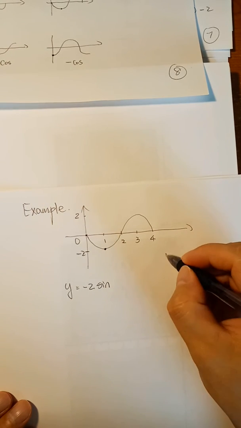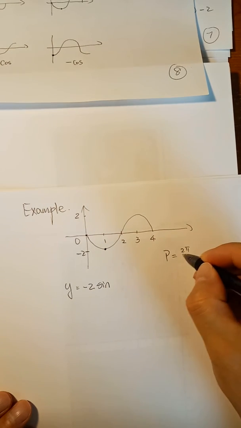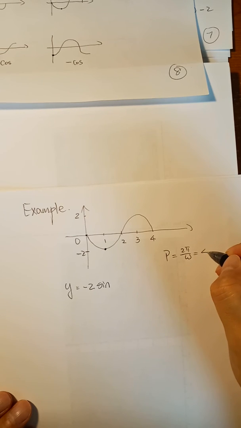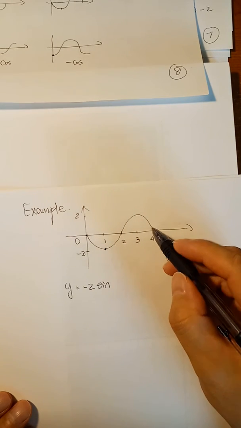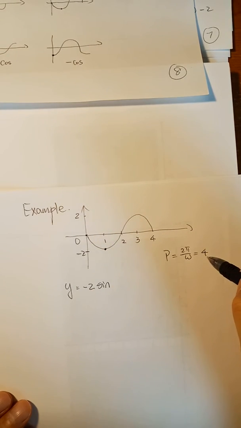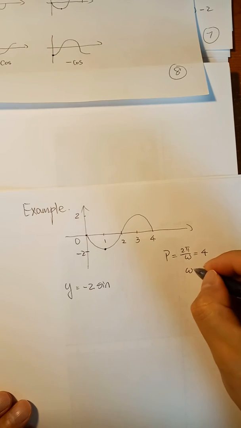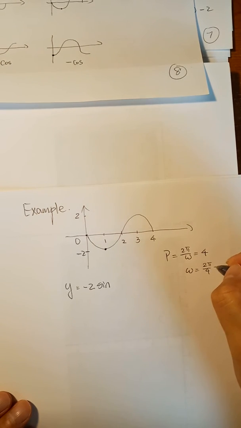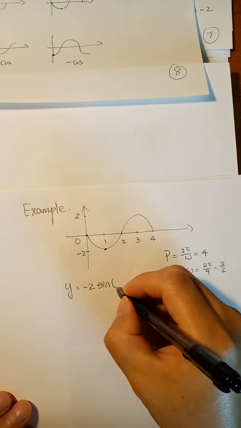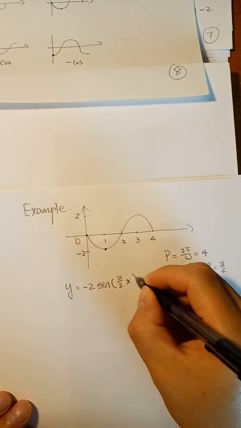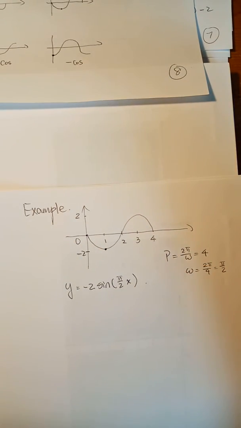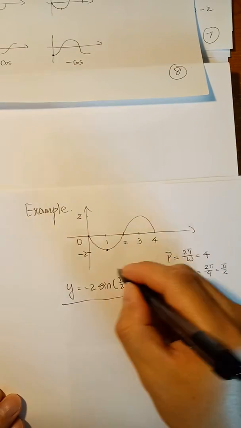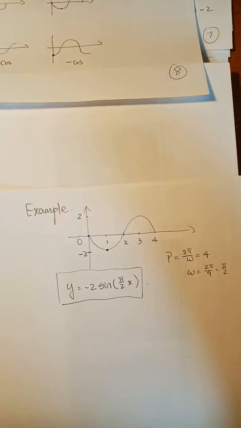And the period is 2 pi over omega. It is equal to 4, right? Based on the graph, 2 pi over omega is equal to 4. So omega is 2 pi over 4, which is pi over 2. Okay, so that's it. This is the answer, one possible equation for this graph.